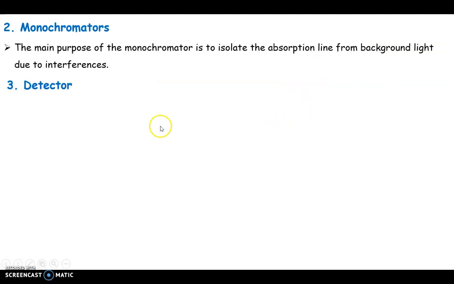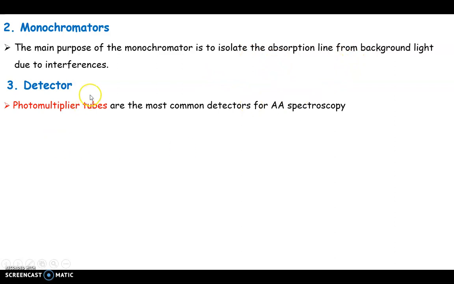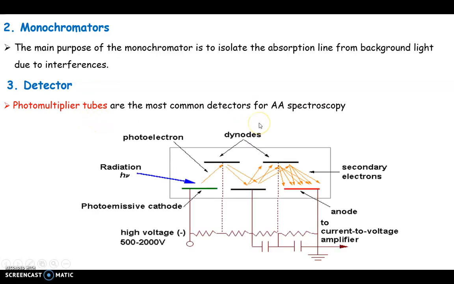Second component is monochromator. The main purpose of the monochromator is to isolate the absorption line from background light due to interference. Third component is detector, where the photomultiplier tube or PMT is most commonly used as a detector for atomic absorption spectroscopy.